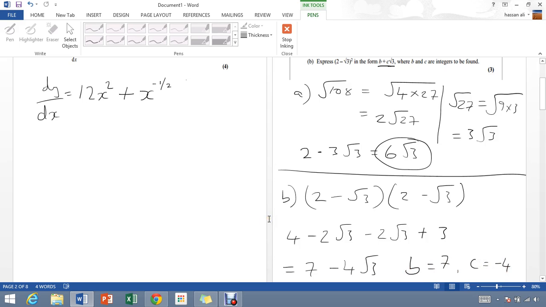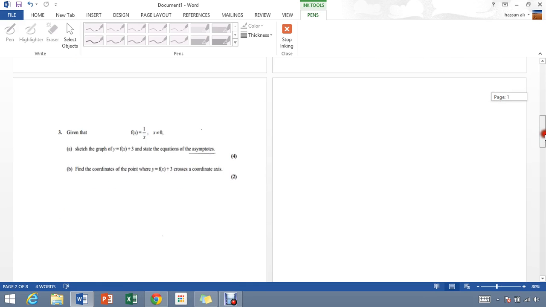Okay, so if you're struggling with this, go back and practice on expanding brackets with surds in them. Okay, moving on to question 3.